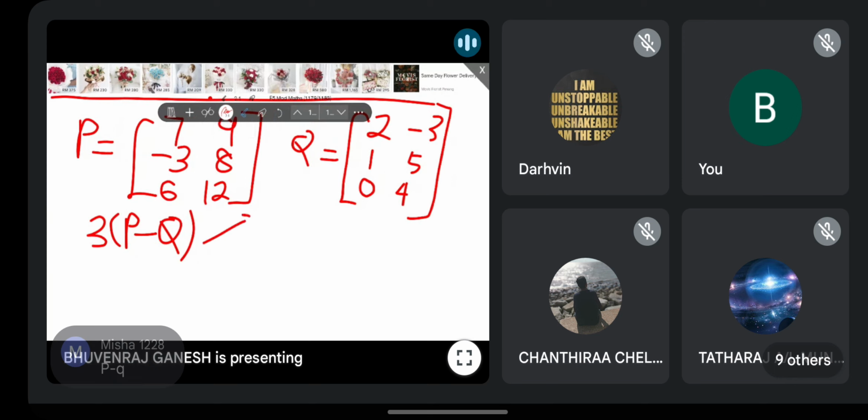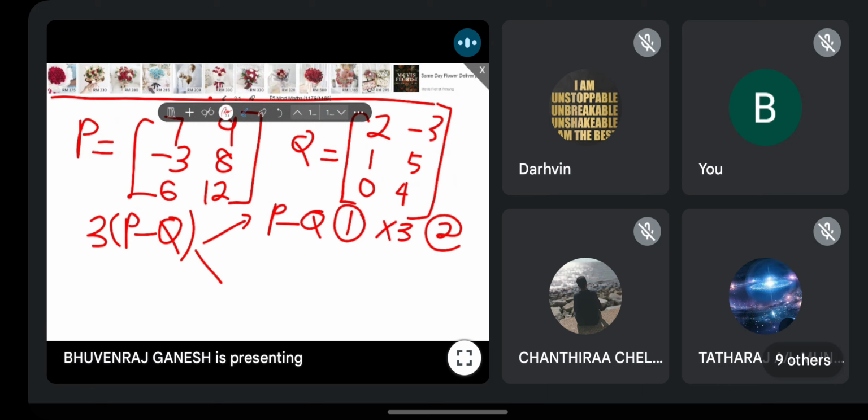Okay, Ken, the first method is you do P minus Q first, then you times by 3. Okay, second method is you times the 3 inside first, then you do the P minus Q. You switch the order only.